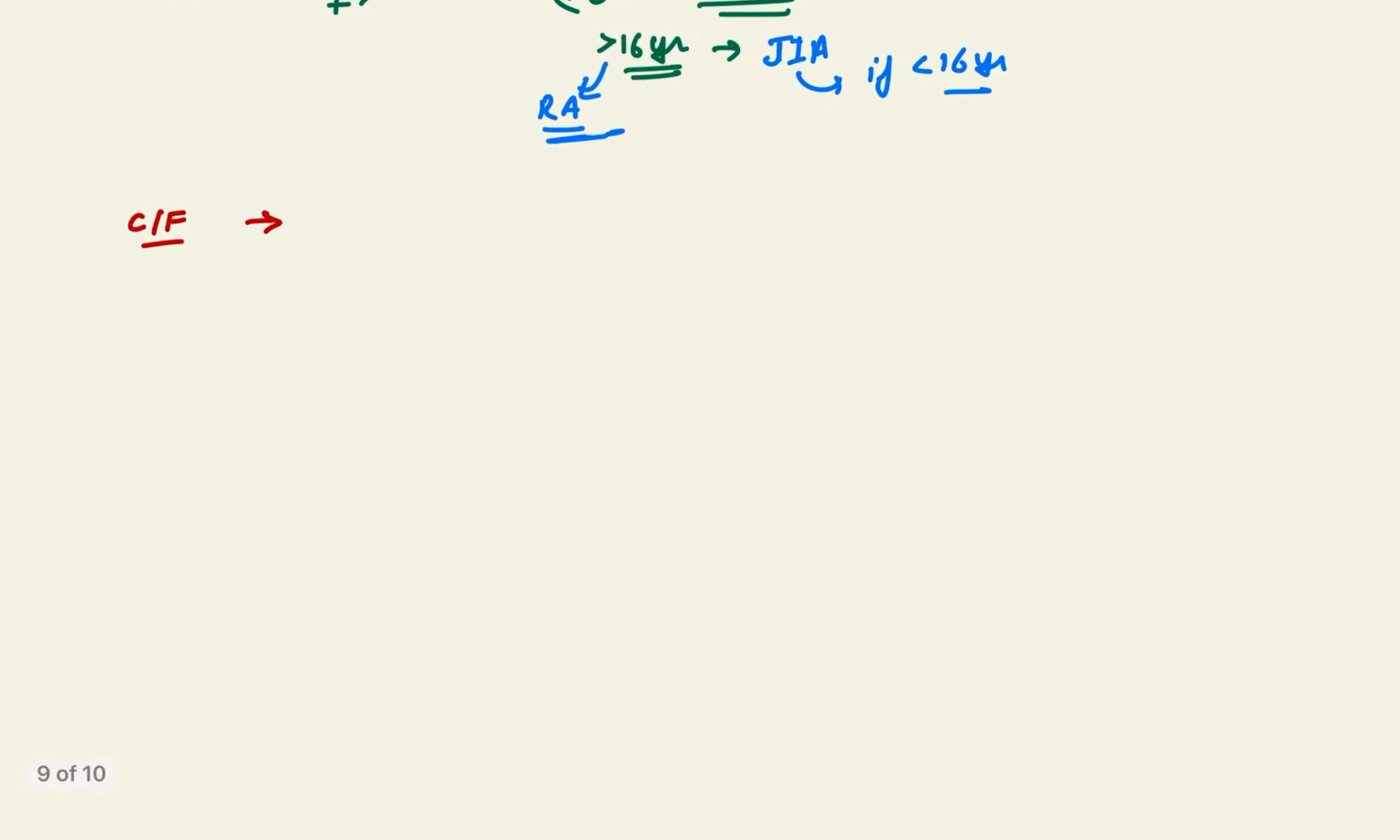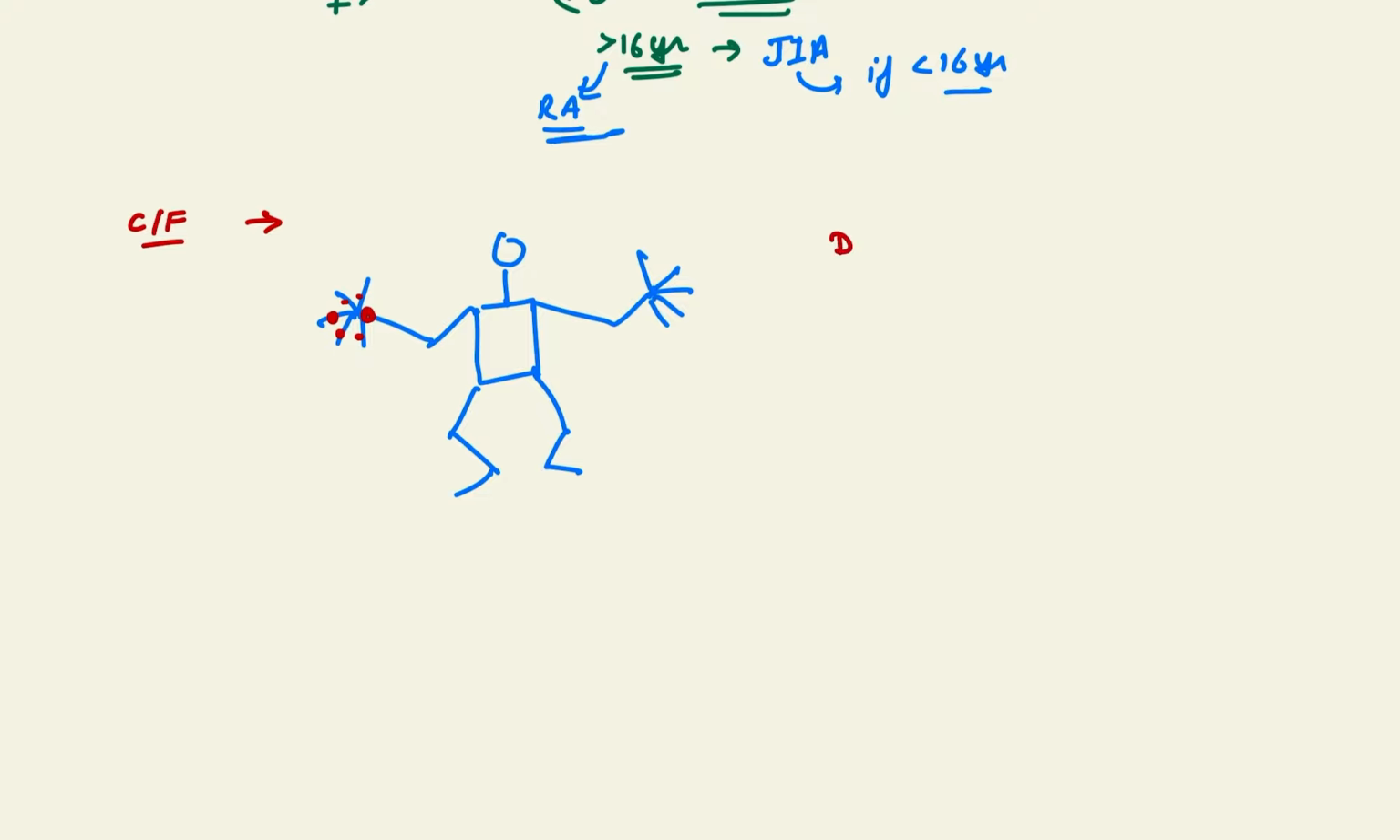Rheumatoid arthritis generally affects the joints. If we draw a diagram of a patient, then this represents the wholeness of the disease. In this diagram, we can see the PIP, the proximal interphalangeal joints, are involved, and the distal radioulnar joint, that is the wrist joint. It is the first joint to be involved.